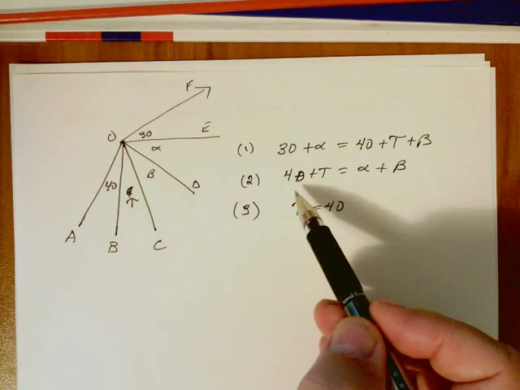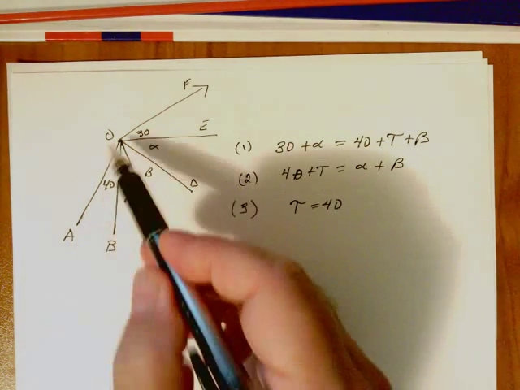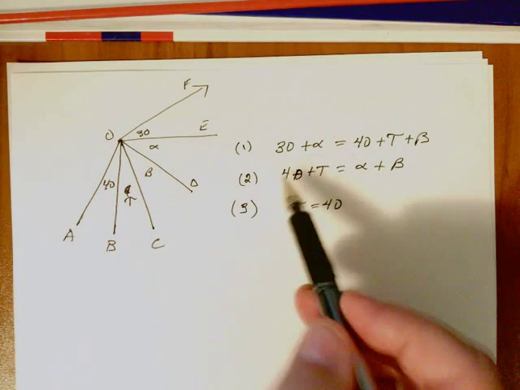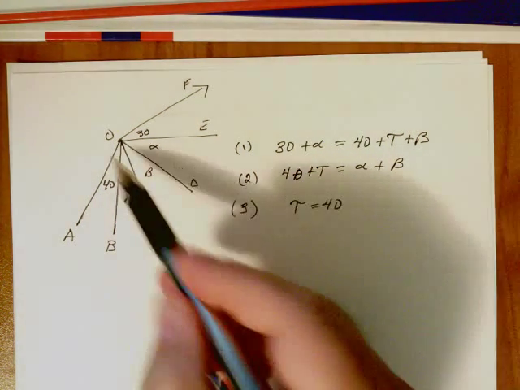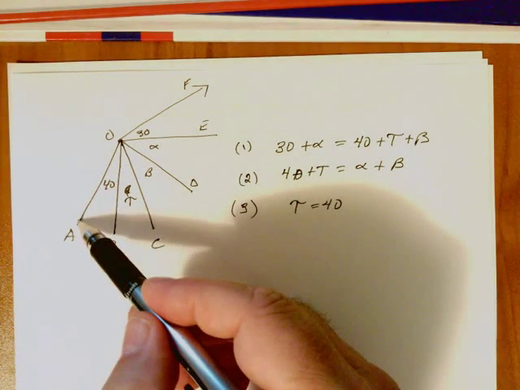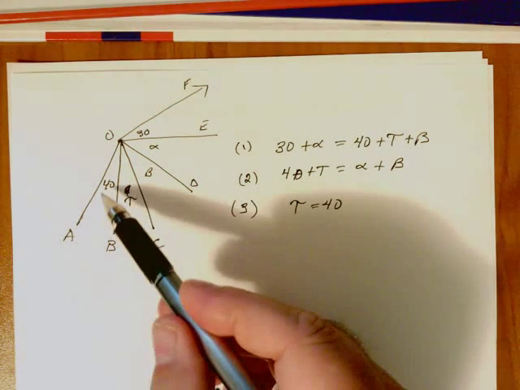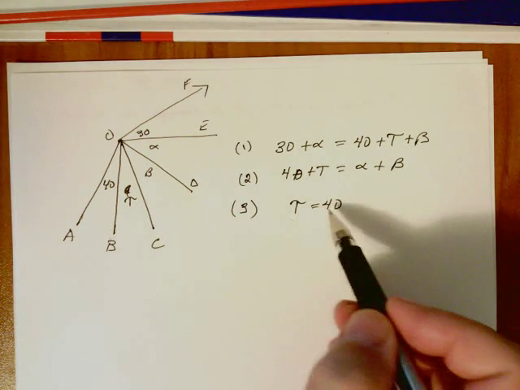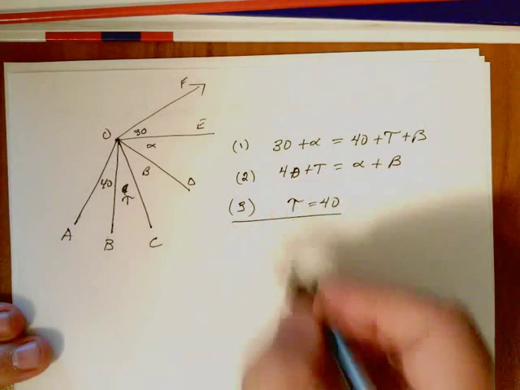The second equation comes from the fact that OC bisects AOE, which means these two have to equal these two. 40 plus tau has to equal alpha plus beta. Finally, this angle here, OB, that's the simplest one, it bisects AOC. That means that this half, 40, has to equal this half, tau. Just means tau is 40. Well, let's start with the easiest equation first.